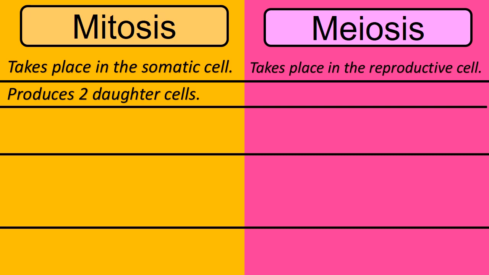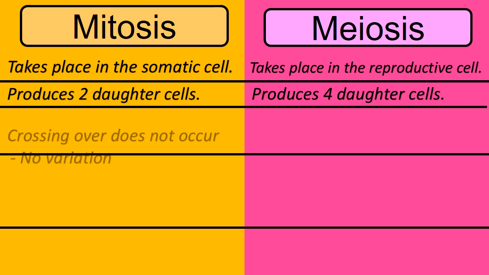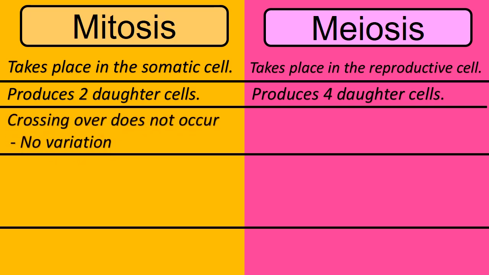Mitosis produces two daughter cells. Meanwhile, meiosis produces four daughter cells. Crossing over does not occur in mitosis, which will result in no variation at all.